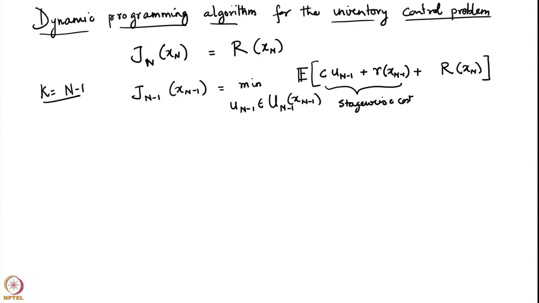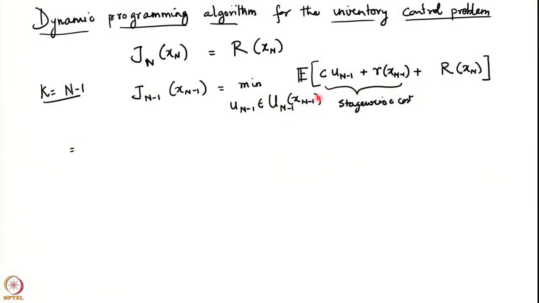Now, what does one do with this? Well, let's analyze this further. First let's look at the constraints. There is a constraint on the action that u_{n-1} has to be from capital U_{n-1}. Now, what was capital U_{n-1}? It is the set of feasible actions, or equivalently the amount of inventory that you are allowed to order at stage n minus 1. The problem tells you that you can only order inventory, you cannot give away or return inventory. So, you can only order additional stock, you cannot return any stock that you already have.